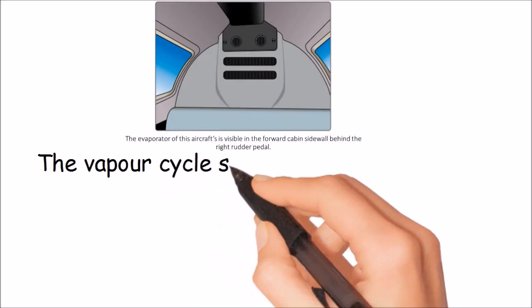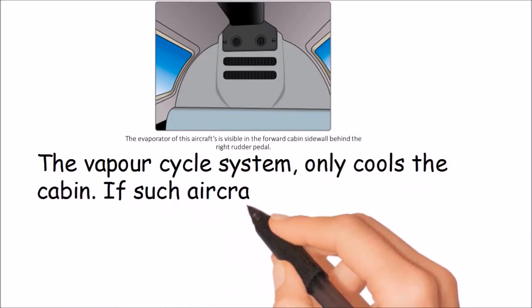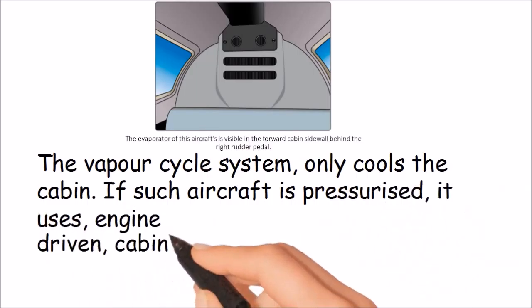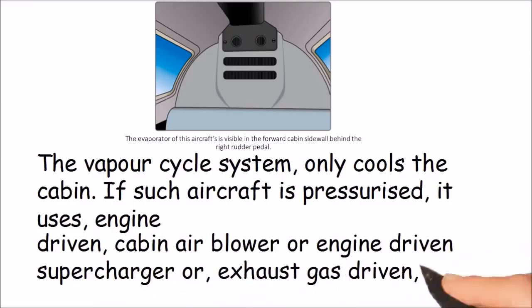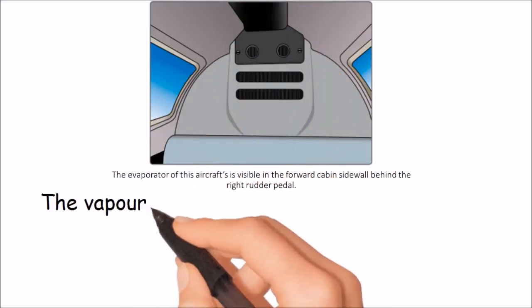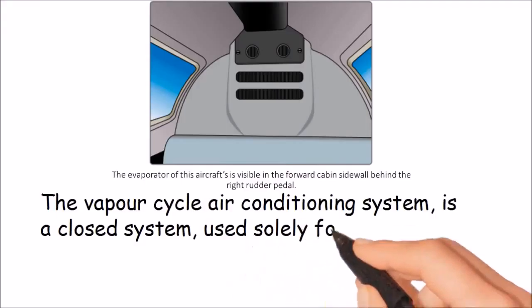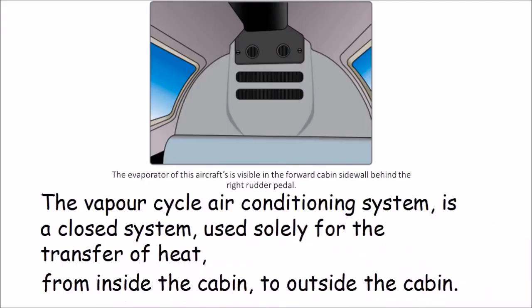The vapor cycle system only cools the cabin. If such aircraft is pressurized, it uses engine-driven cabin air blower or engine-driven supercharger or exhaust gas-driven turbocharger. The vapor cycle air conditioning system is a closed system, used solely for the transfer of heat from inside the cabin to outside the cabin.